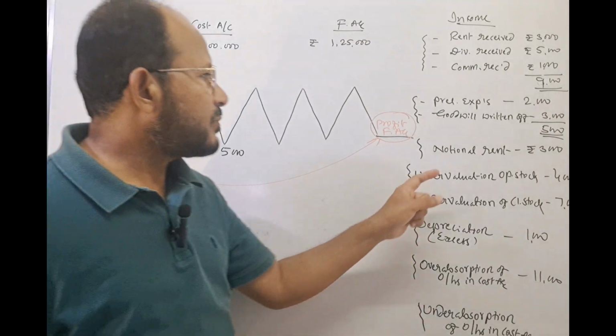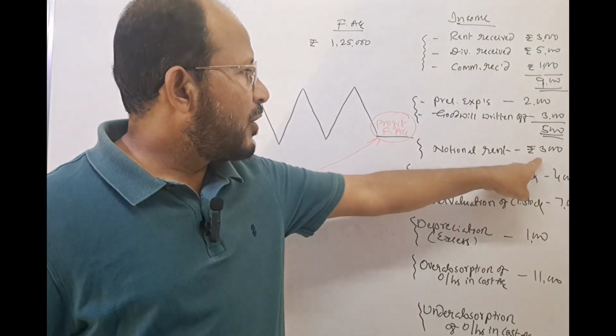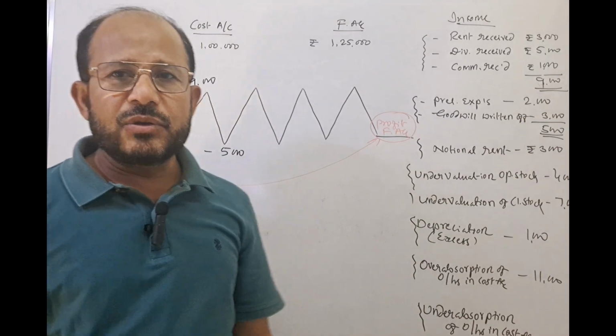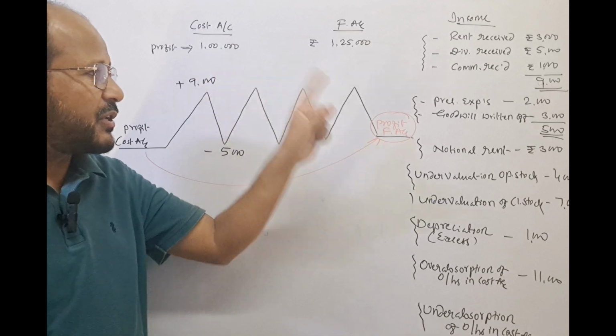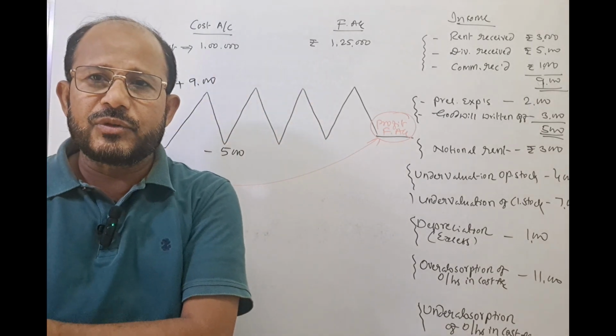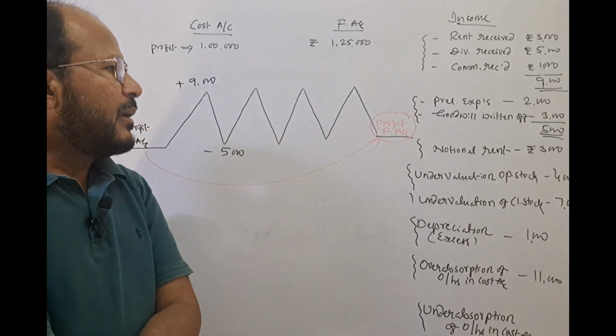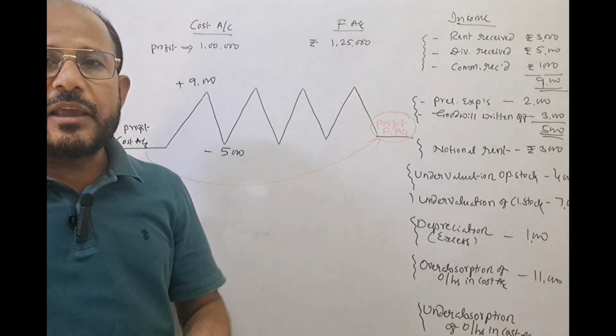Next one is notional rent. You see, rupees 3,000. What is this notional rent? Notional rent is recorded in costing books. Costing ನಲ್ಲಿ ನಾವು ನೋಷನಲ್ ರೆಂಟ್ ಅನ್ನ ತೋರಿಸಿರ್ತೀವಿ. ಈ ನೋಷನಲ್ ರೆಂಟ್ ಇದರದ್ದು ಪರಿಣಾಮ ಪ್ರಾಫಿಟ್ ಮೇಲೆ ಏನಾಗುತ್ತೆ ನೋಡ್ಬೇಕು.